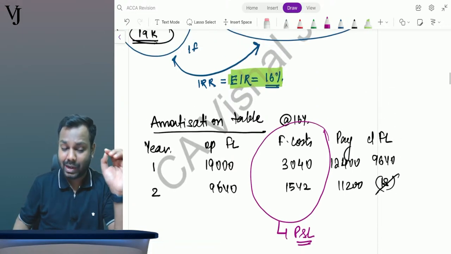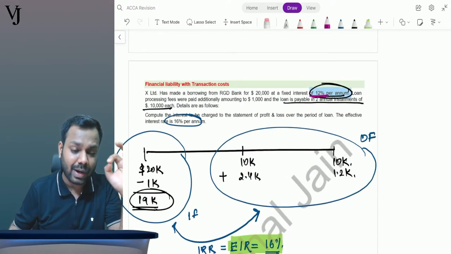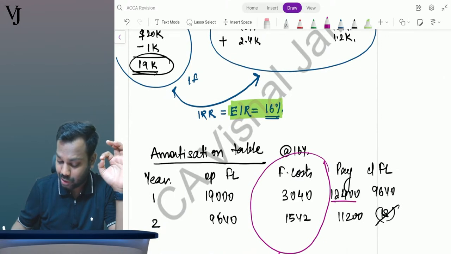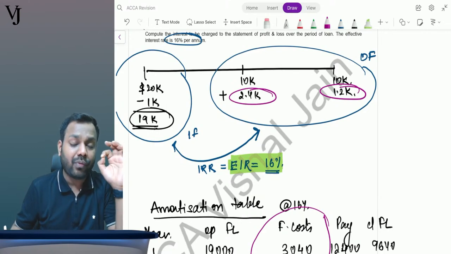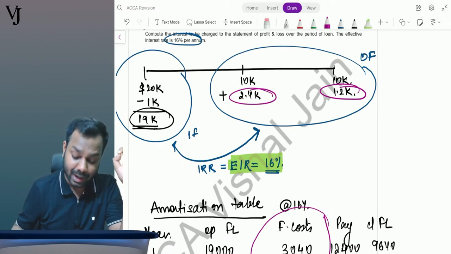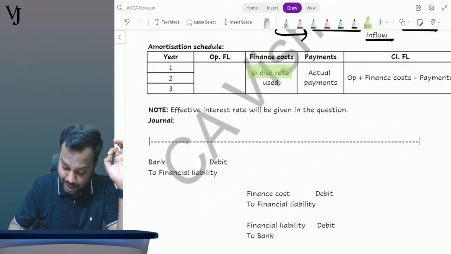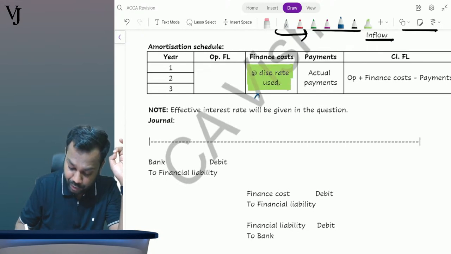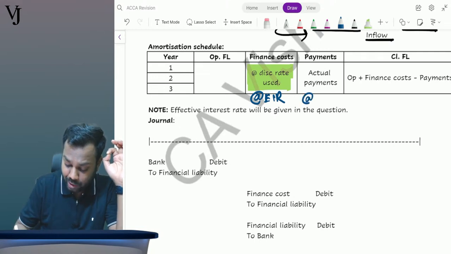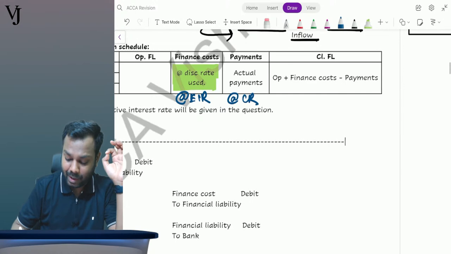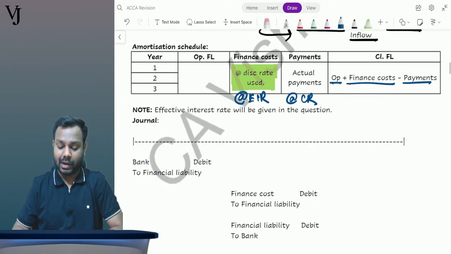Now understand the mistake a student can make: he will say that the interest rate is 12%, so I will calculate finance cost at the rate of 12%, that is 2400 and 1.2k. No, that is wrong. You have to calculate finance cost at the effective interest rate. That's what I have mentioned here. Finance cost you will measure at the discount rate used, which is also called the effective interest rate. Actual payments you will calculate at the coupon rate. Closing financial liability is opening plus finance cost minus the payments. I hope this is clear to all of you.